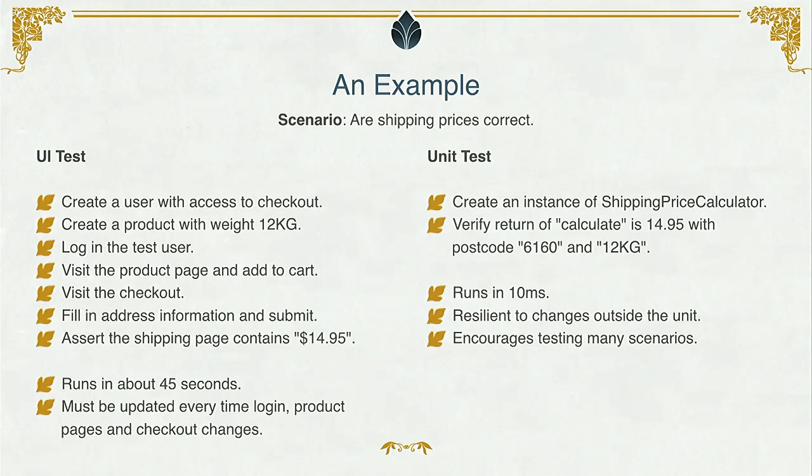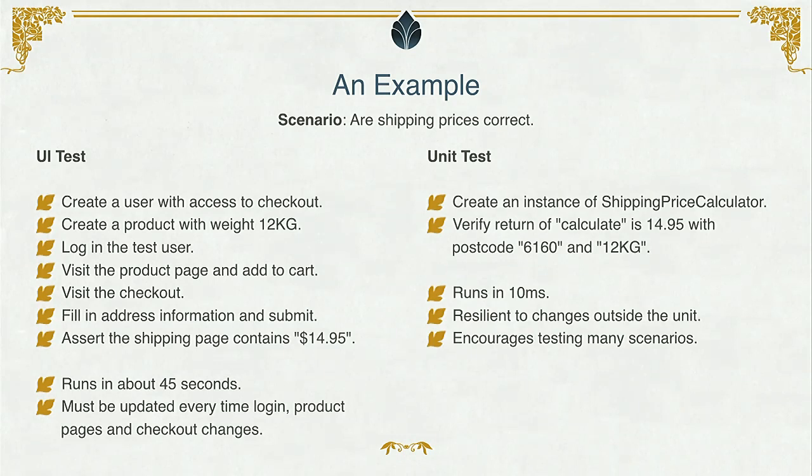So anytime any one of those systems change, there's a good chance that it's going to break your test, which isn't really concerned with any of those other things, right? We just care about shipping prices. So why would changing a product page break our shipping prices test?